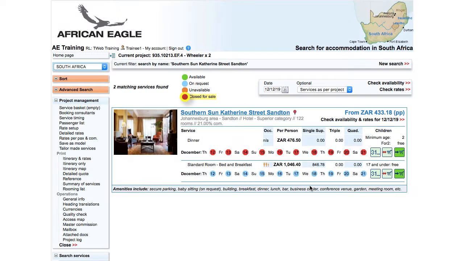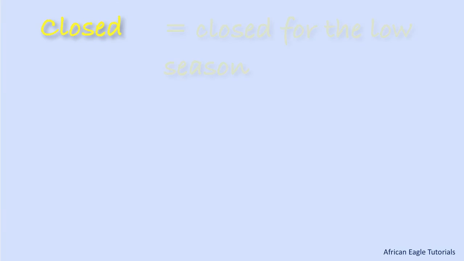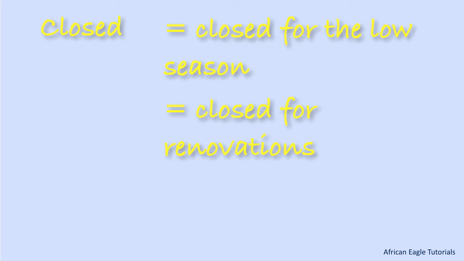Red means closed for sale. Closed means that the service cannot be sold, it cannot be selected and added to a project. This happens, for example, with providers that close down for the low season or for renovations.